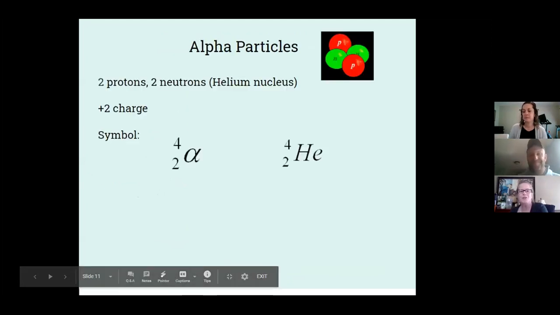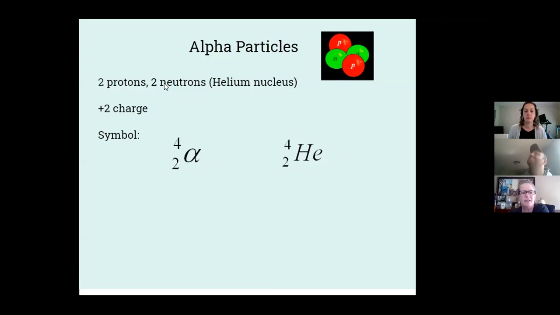All right, so first up is the alpha particle. So this actually is a helium nucleus, is what it looks like. You have 2 protons and 2 neutrons. It has a +2 charge. And you notice it gives 2 symbols. They mean the same exact thing. You can use the curly A, which means it's the alpha, or you can use He since it is a helium nucleus. So they've got the mass number of 4 for those 2 protons, 2 neutrons, and an atomic number of 2 for the 2 protons.